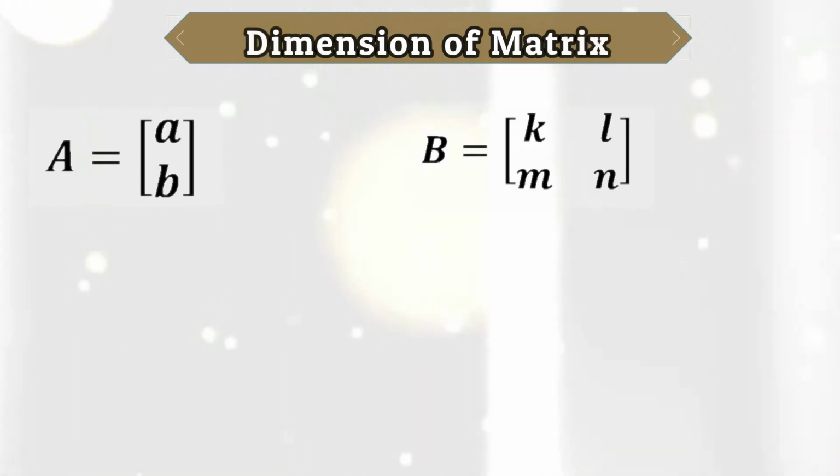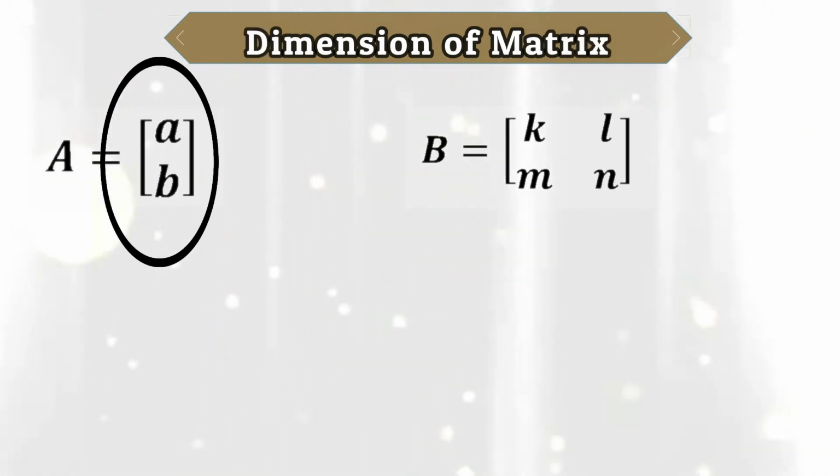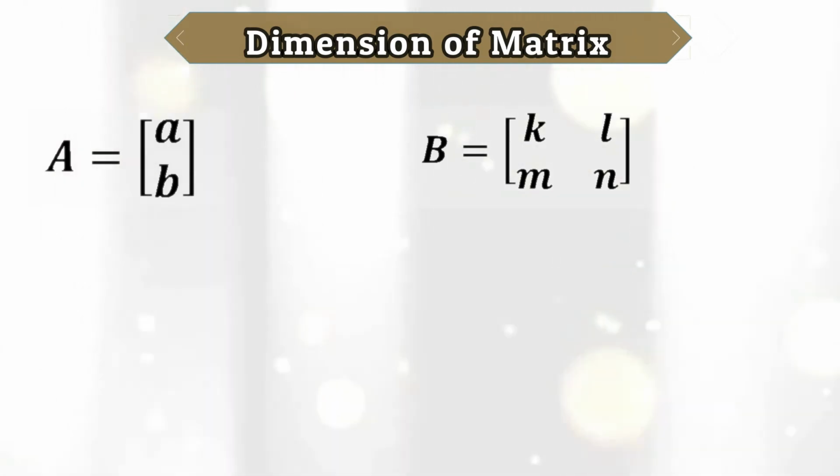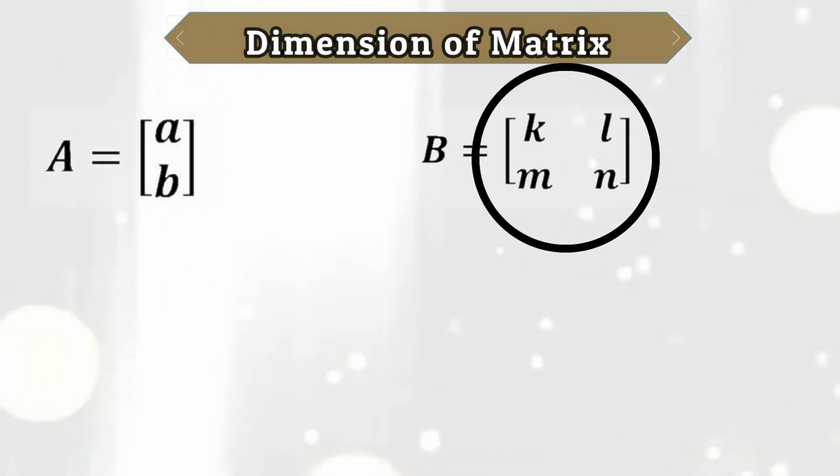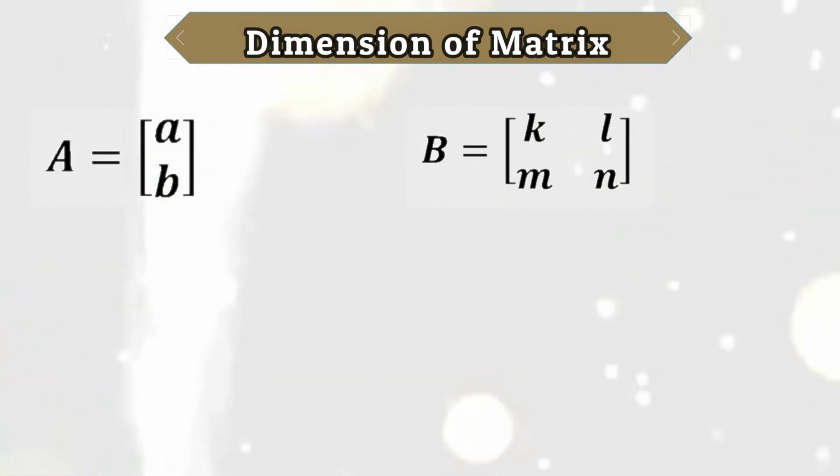Matrices are denoted with capital letters. For example, there's matrix A and there is matrix B. A and B in matrix A are elements of matrix A. K, L, M, N in matrix B are elements of matrix B.